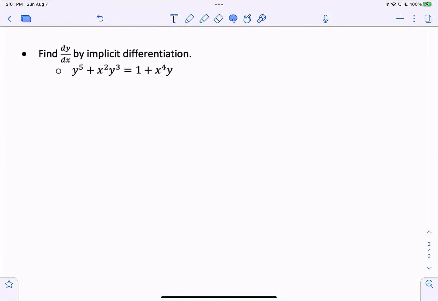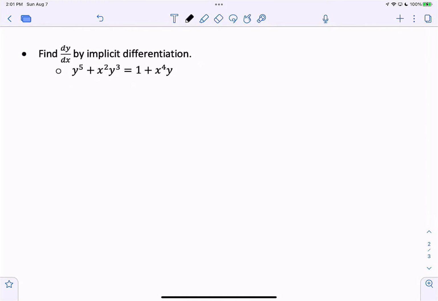Let's continue to see how to use implicit differentiation. We have an equation, y to the fifth plus x squared y cubed is equal to 1 plus x to the fourth y. Clearly we can't solve this equation for y. So we're going to use implicit differentiation on each term.